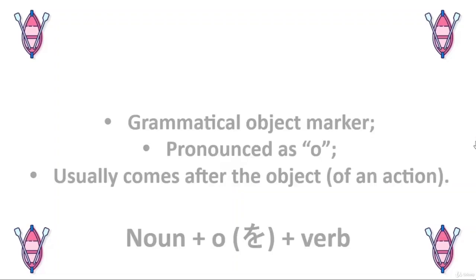Particle o. O. This is a grammatical object marker. It marks our grammatical object. Although we write it as wo, we pronounce it as o. It usually comes after the object of an action. So here is our structure: noun plus particle o plus verb.